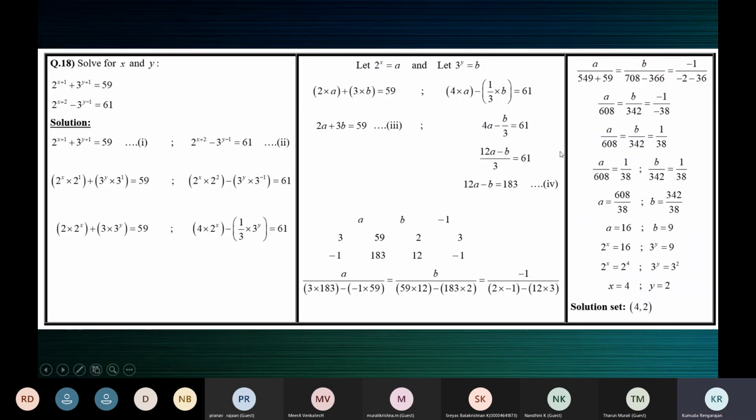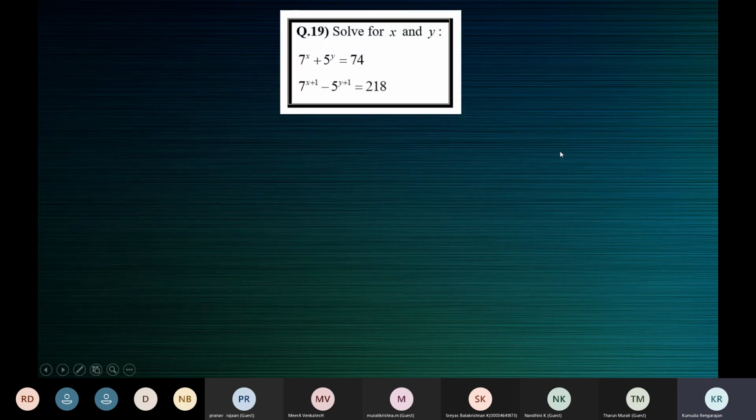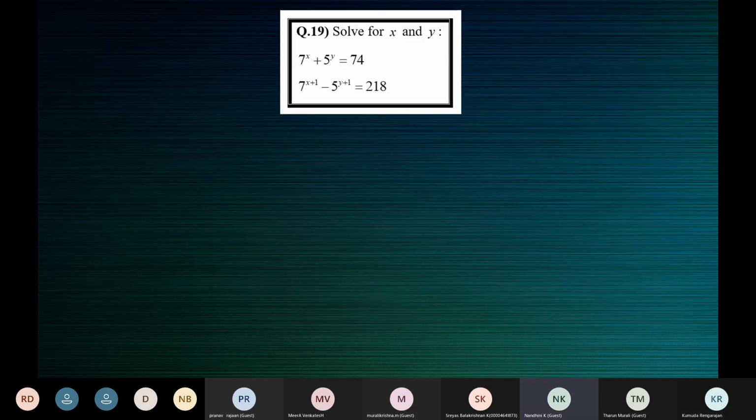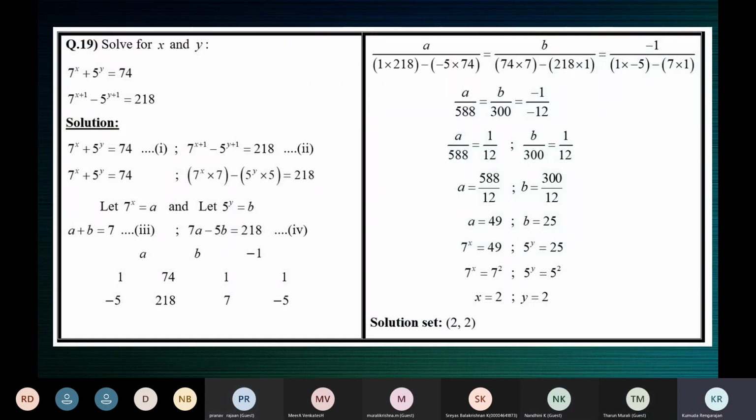Just a minute. Let me just see the others. Yeah, this one is similar. This one is similar, children. I'm not explaining this, but all of you agree it is similar to the earlier one, right? Yes, ma'am. So can I just ask you to help yourself? Take a screenshot, complete this one also.